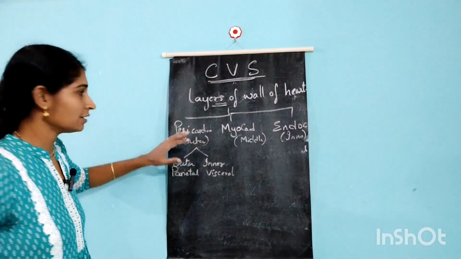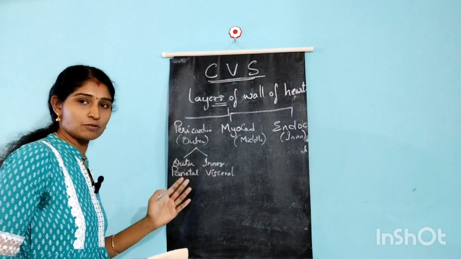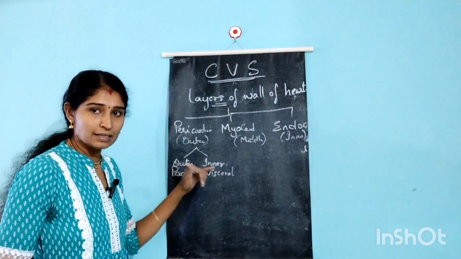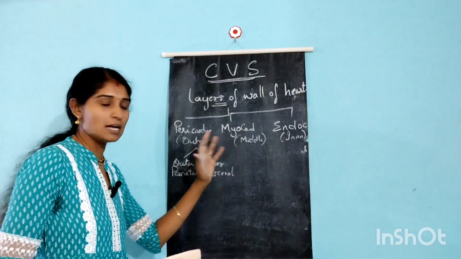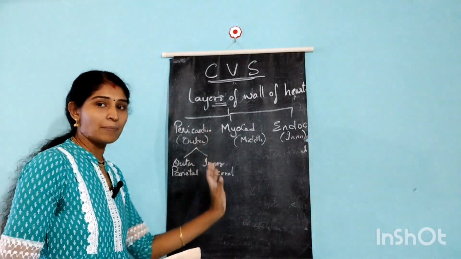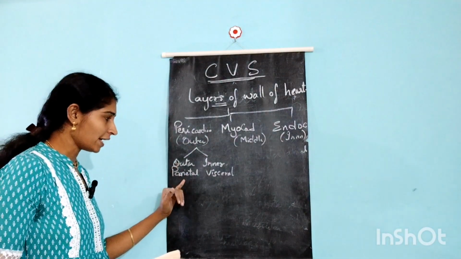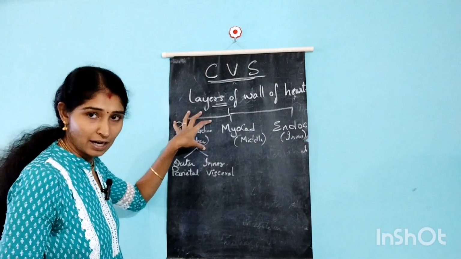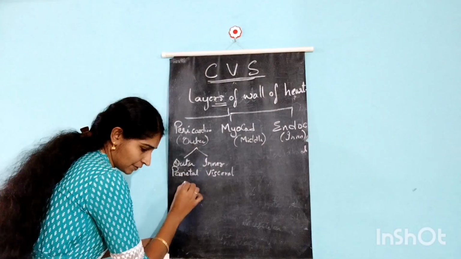Don't get confused. Here the layers of the heart are divided into three. Now we are studying about the pericardium, which is the outer layer of the heart. That is again divided into two, called outer parietal and inner visceral. Visceral means it is touching the organ. Viscera means the organs. So the layer which is almost touching the myocardium, the main wall of the heart, is called inner visceral, and outer parietal. Together, outer parietal and inner visceral are called pericardium. Clear?